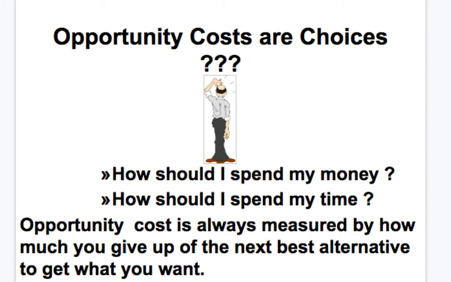So opportunity costs are choices. The choices we have are, how should I spend my money, or how do I spend my time? Opportunity cost is always measured by how much you give up of the next best alternative to get what you want. And what we're going to talk about frequently is, for example, coming here to school in the morning. You gave up the ability to sleep in longer so that you become more educated, so that you become more efficient. If you came here, you gave up sleeping. So the value of sleeping for you being here is your opportunity cost.